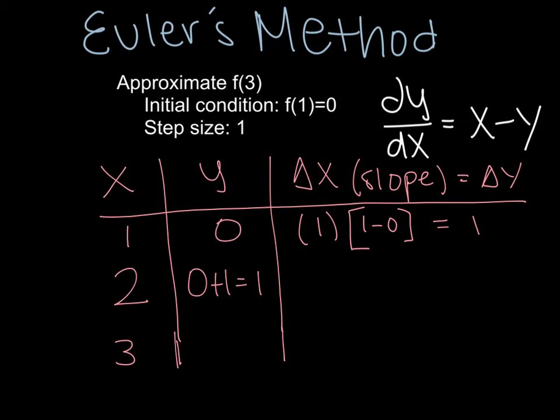So now you repeat the same process again. Your change in x is still 1. Now your slope is, since it's x minus y, going to be 2 minus 1, which is again still 1, and that is your new change in y. So over here you have 1 plus 1, which will equal 2, and this is just our final answer.